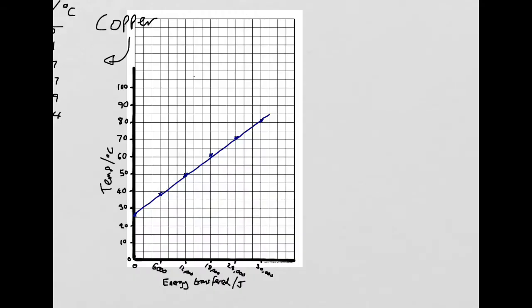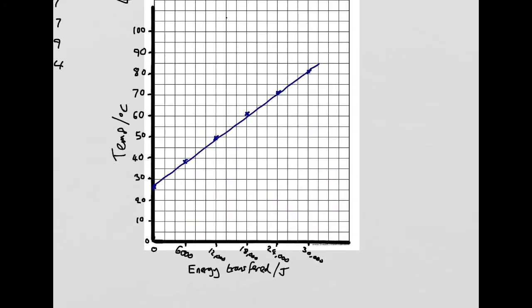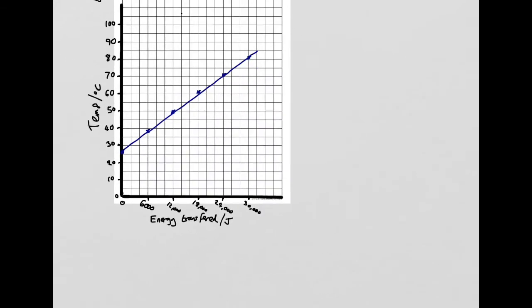Right, so back again with the graph then. You can see that I've plotted a straight line of best fit through the points. Now it's not gone through the origin. Okay, we can see where it's gone through. It's gone through 26.0, so that was the starting temperature of the block, which makes sense. It's increased its temperature all the way up to 80.4.